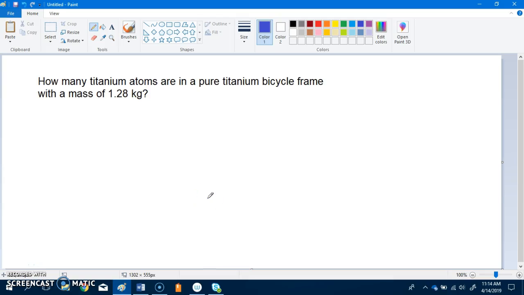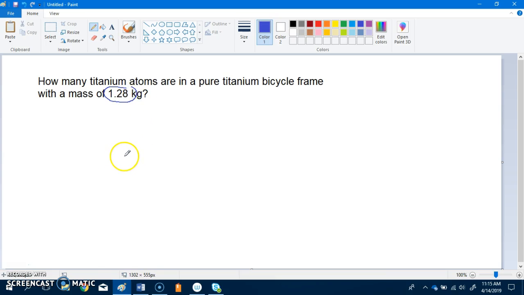Hi Chem Gang! So in this video I'm going to look at a mass to number of atoms conversion question in our mole unit, and looking at what happens when your mass is given as kilograms instead of grams.